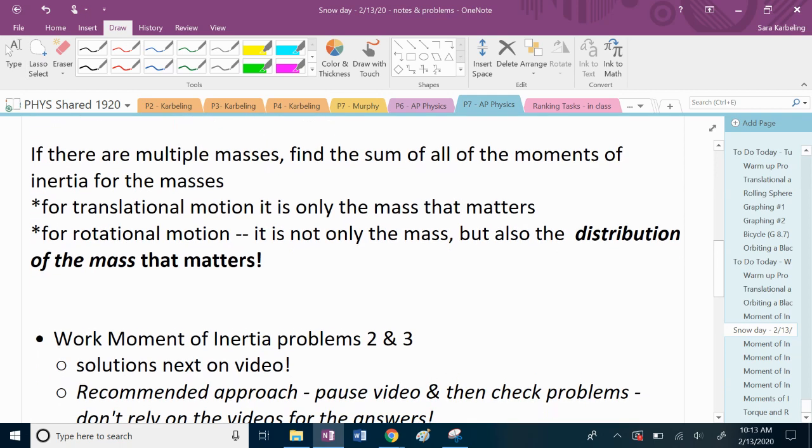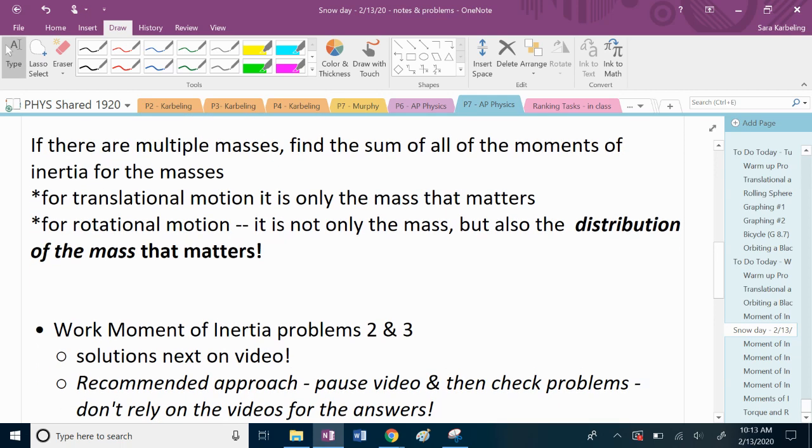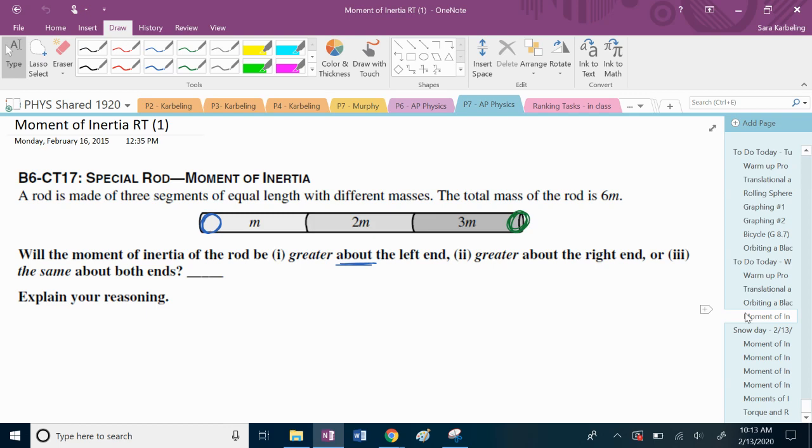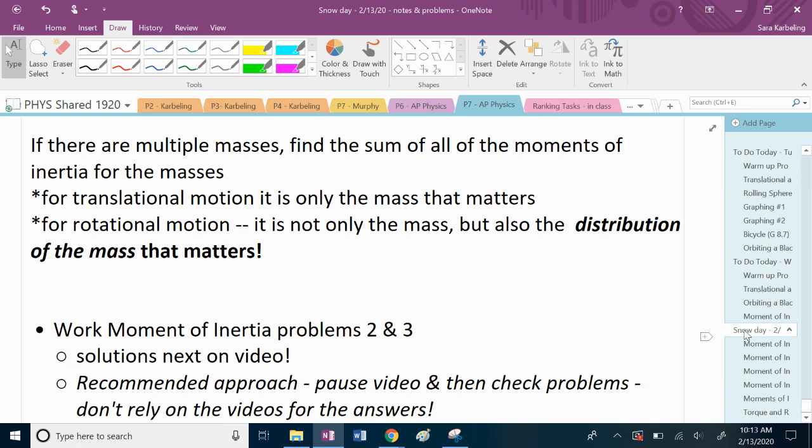On Canvas, there are three problems for you to work. The bar that we worked on yesterday, the one that looks like this, is the first one in the sheet. You can skip that one or make notes on it if you'd like. But there are two other problems that I'd like you to work on. I'm going to ask you to pause the video now to work on those problems. One's a ranking task and one is a calculation problem. Work on one, come back to the video, check your answers, and then work on the other one.